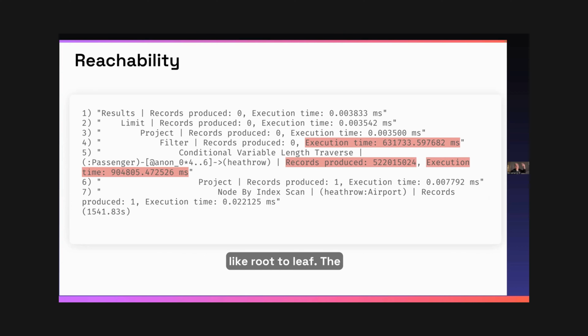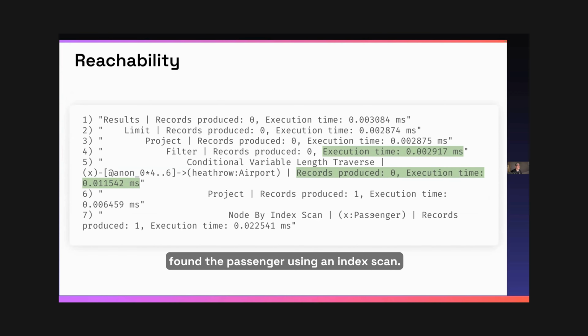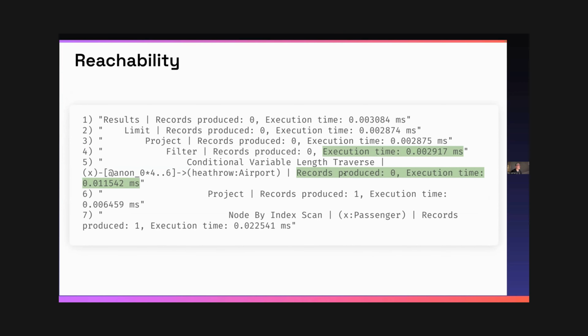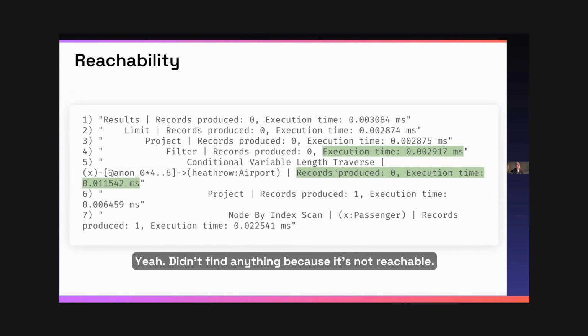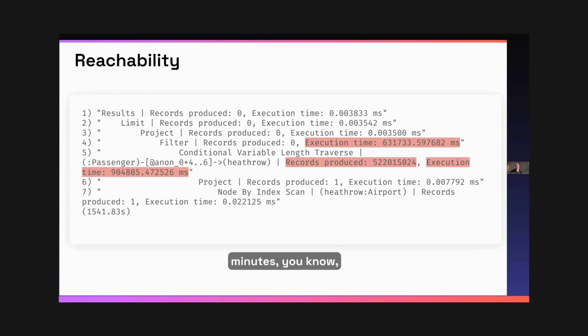So this is going root to leaf. The other variation is traversing from the passenger to Heathrow, and in this case, we found the passenger using an index scan. We did the variable length traversal, which didn't find anything. Wait, one moment, I think I have an error here. Yeah, it didn't find anything because it's not reachable. It took us less than 1 millisecond, and this entire query took less than a millisecond compared to minutes on the other variation.